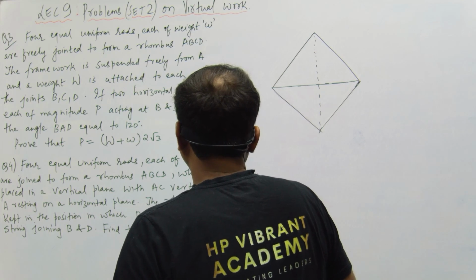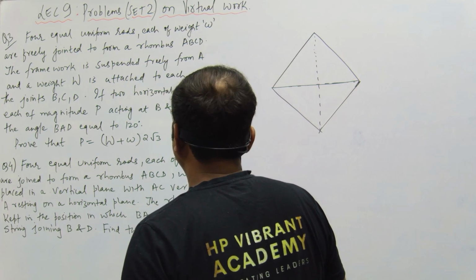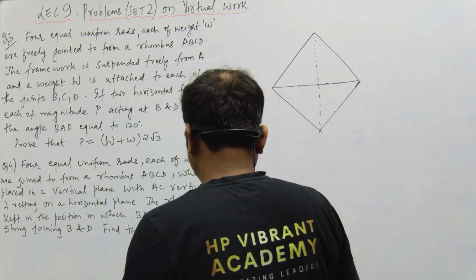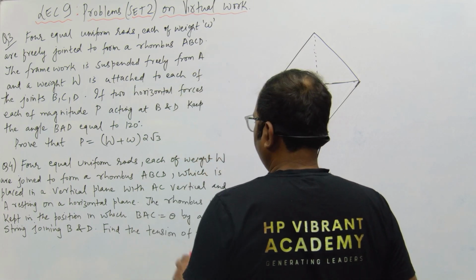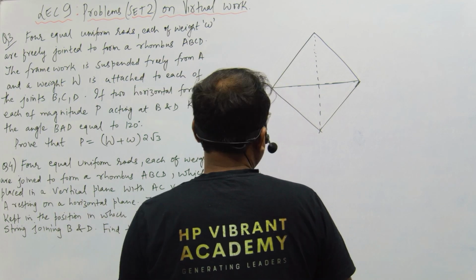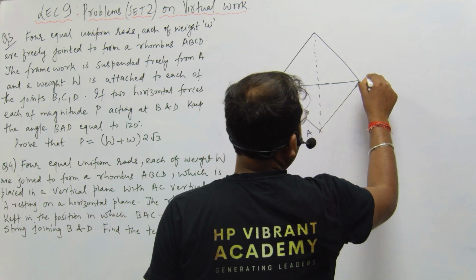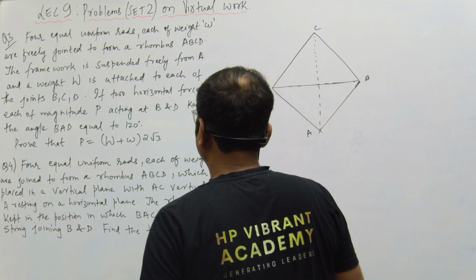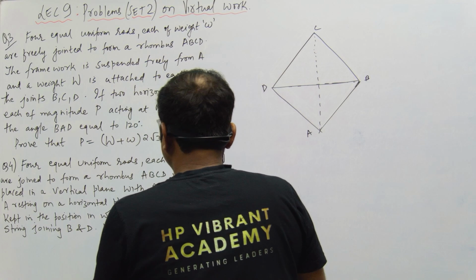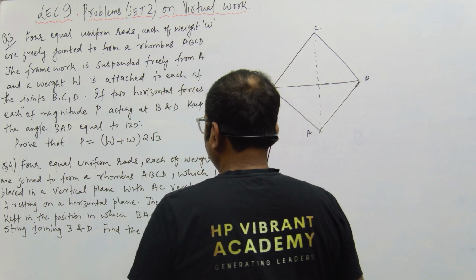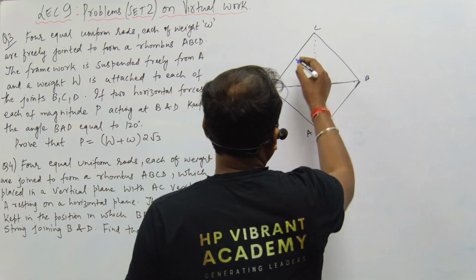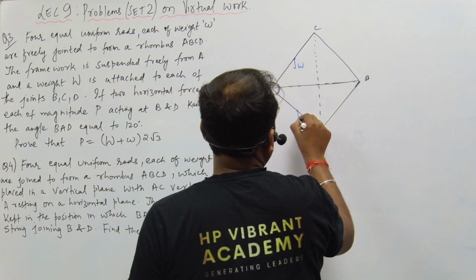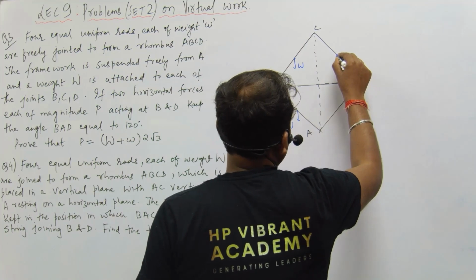So we have four uniform rods, each of weight capital W, joined to form a rhombus ABCD, which is placed in a vertical plane with AC vertical. Okay, and A is resting on the horizontal plane. So this point is A, this is B, this is C, and this is D. Each of weight capital W are joined to form a rhombus. So we have the weight of this as capital W, this is capital W, this is capital W.